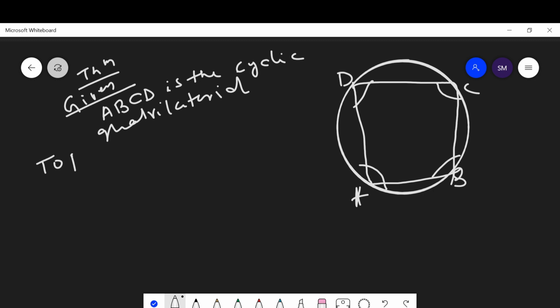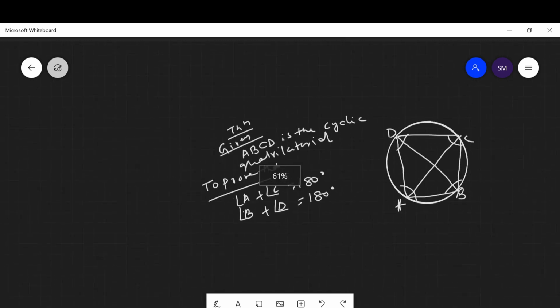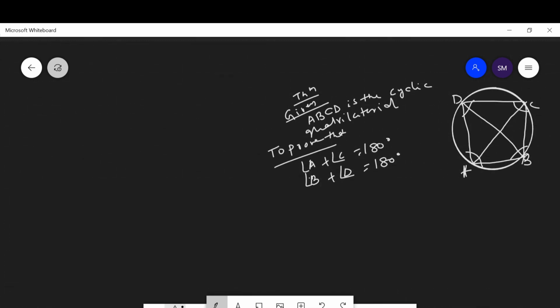Here we have to prove that angle A plus angle C, the opposite angles, are supplementary to each other, meaning their sum is 180 degrees. Angle B plus angle D is also equal to 180 degrees. This is what we have to prove. Construction: join AC and BD. Here we join the diagonals AC and BD. Keep this figure here and let us prove.